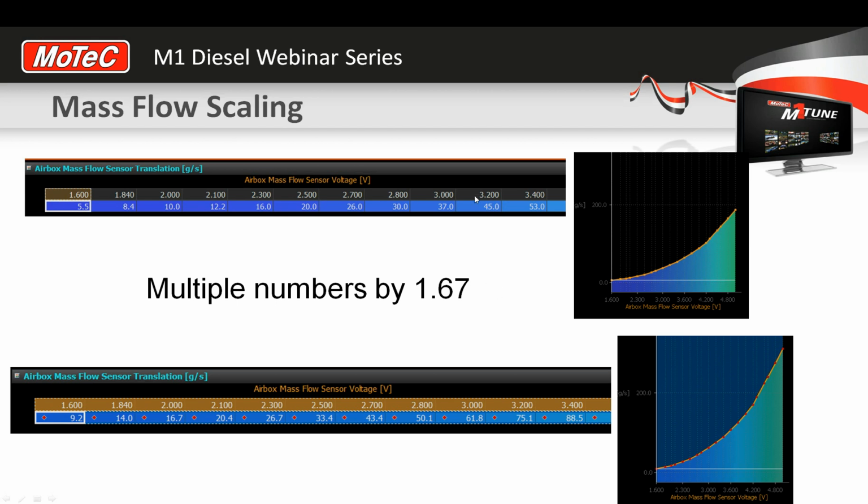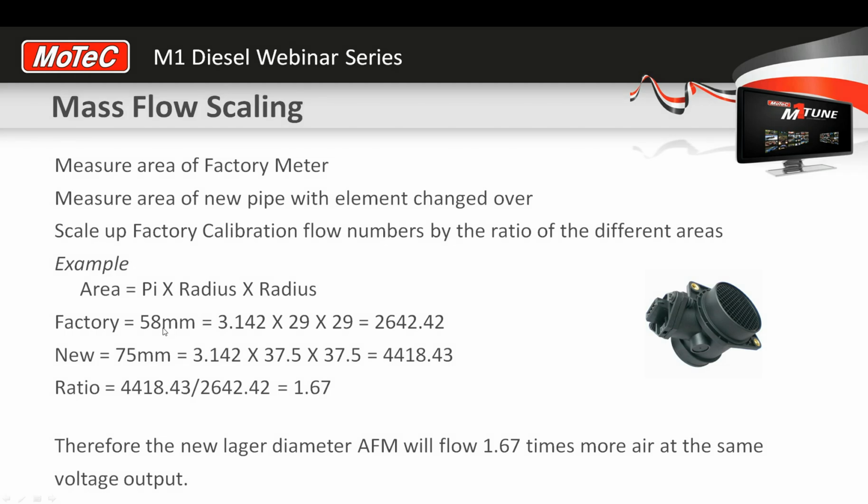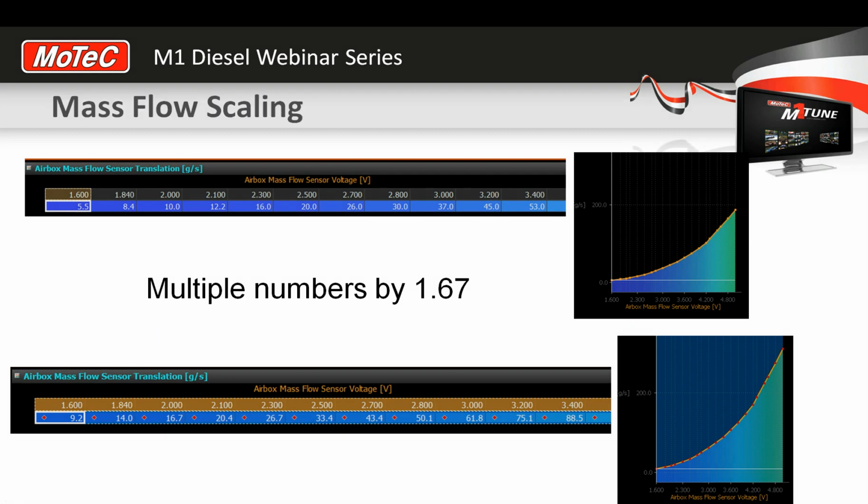Alright, so if this was our standard mass flow calibration and it was hopefully accurate, and then we take that element out of that standard mass flow meter, so we're going out of a 58 mil, let's say Mitsubishi Triton mass flow meter, and we're going to put a bigger turbo on this thing. My suggestion for anything up to about 350, maybe 400 horsepower, is that you should be able to get away with a 3-inch pipe, around that 75mm pipe, as your new mass flow meter.